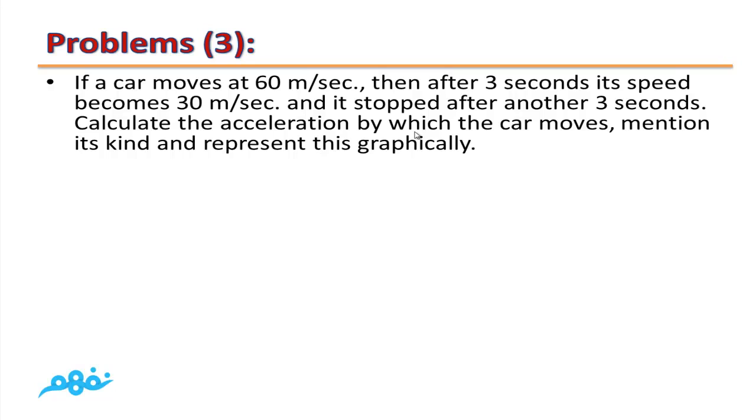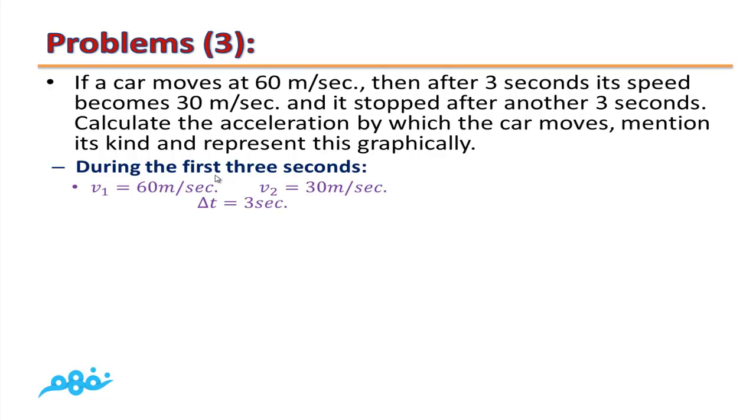So we have 3 requests. First, we have to calculate the acceleration. Second, we have to mention its type. Third, we have to represent it graphically. We will calculate the acceleration during the first 3 seconds. During the first 3 seconds, its initial speed is 60 meters per second. Its final speed decreased to 30 meters per second. This change occurred during 3 seconds. We can calculate its acceleration.